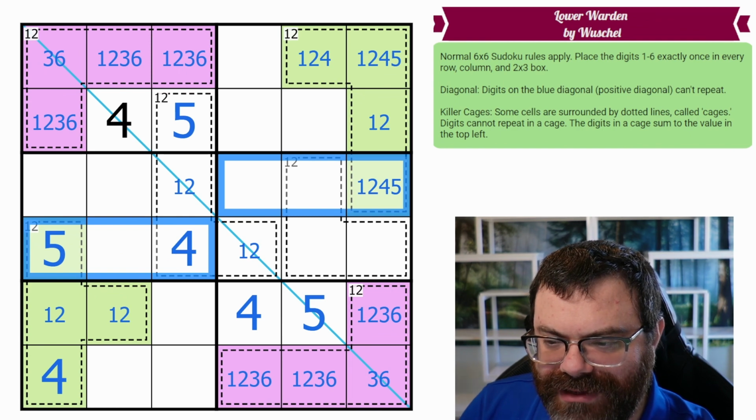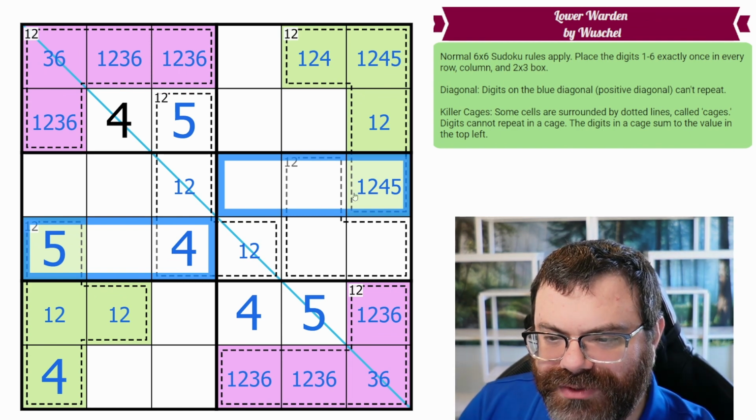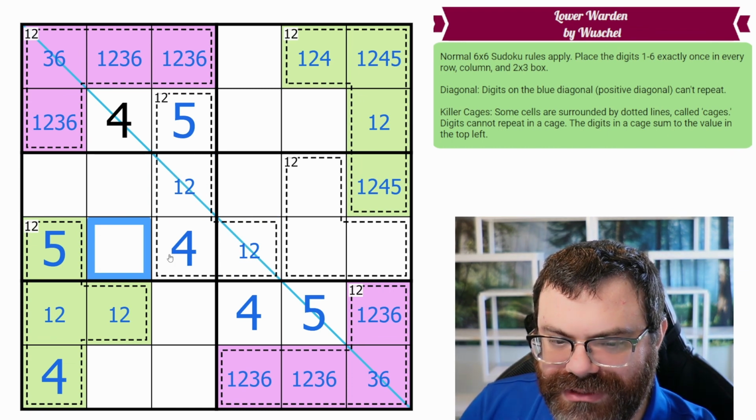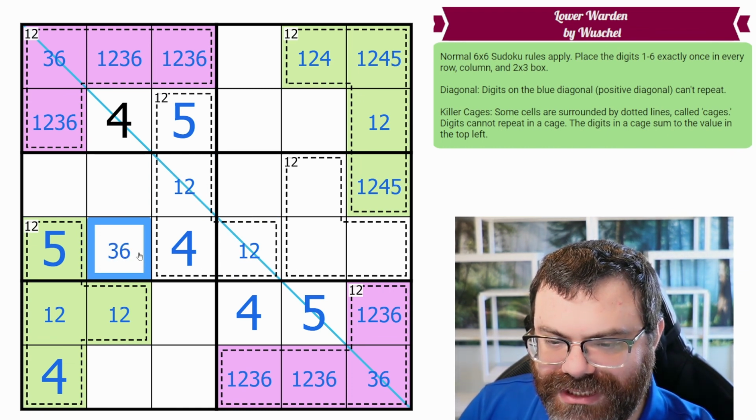This is going to happen a lot in diagonal puzzles. None of these cells can be a 1 or a 2, because if they were, they would remove that 1 or 2 from both of these cells, and we know one of them has a 1 and one of them has a 2. So this cell can't be a 1 or 2, and it can't be 4 or 5 either. So this is from 3, 6.